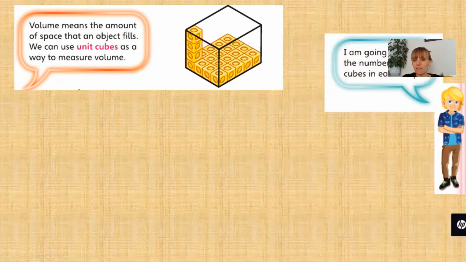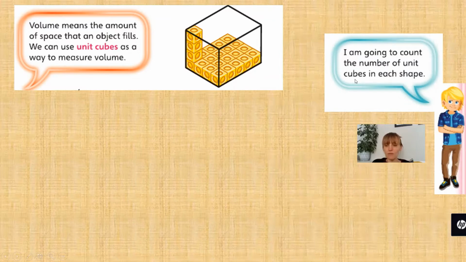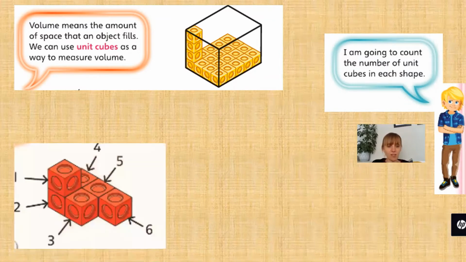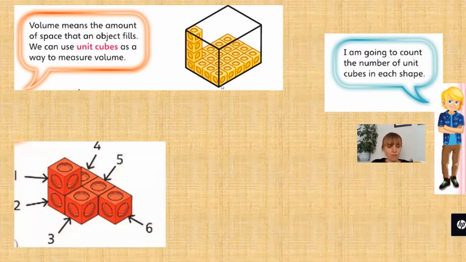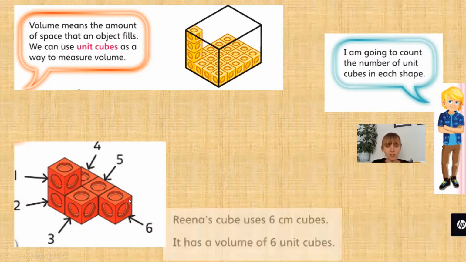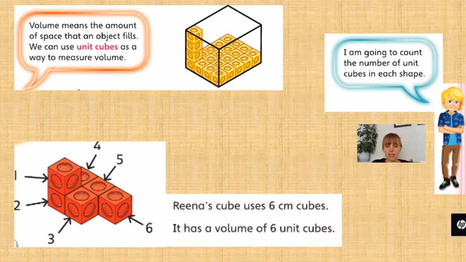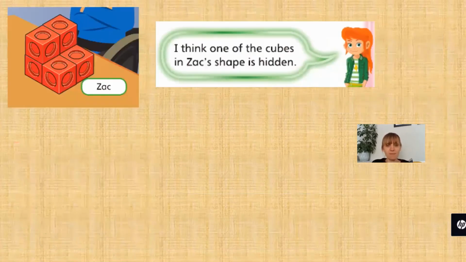This boy over here is saying, I'm going to count the number of unit cubes in each shape, from Zach and Rena at the beginning, to see if they have the same volume. So here we are, first of all, with this shape, and you can see there's 1, 2, 3, 4, 5, 6 unit cubes. So Rena's shape has a volume of 6 unit cubes. Now let's see Zach's. Has his got the same?